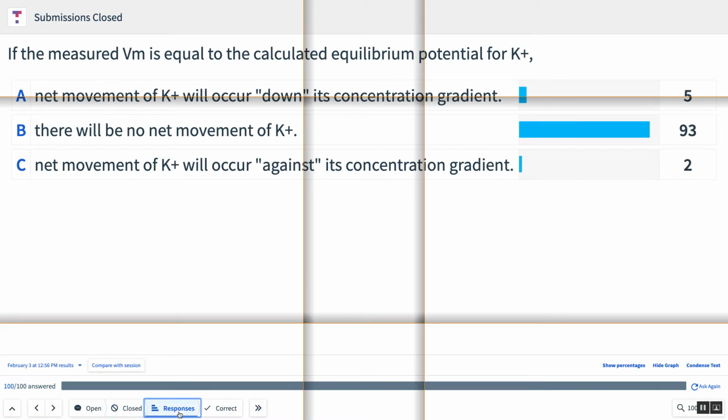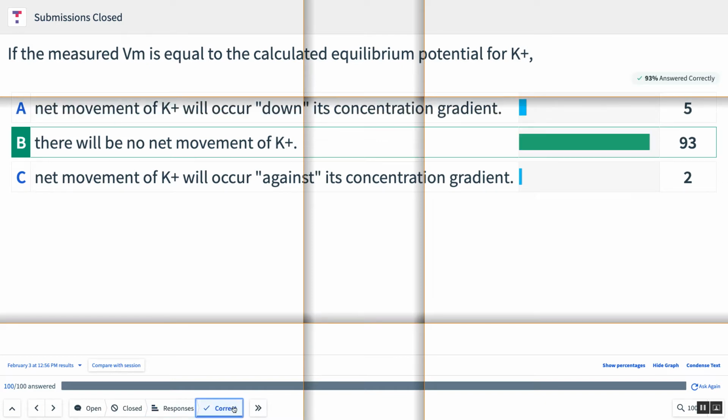Nice job. All right, if the actual membrane voltage that you measure with a voltmeter is the equilibrium potential, they're sitting right on top of each other, then you're at electrochemical equilibrium, and there's no net movement of potassium, okay? So, great job. 93% of you got that right.